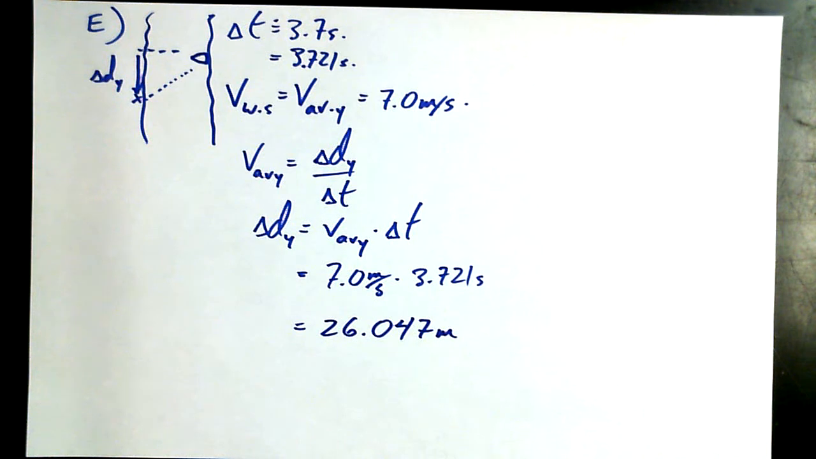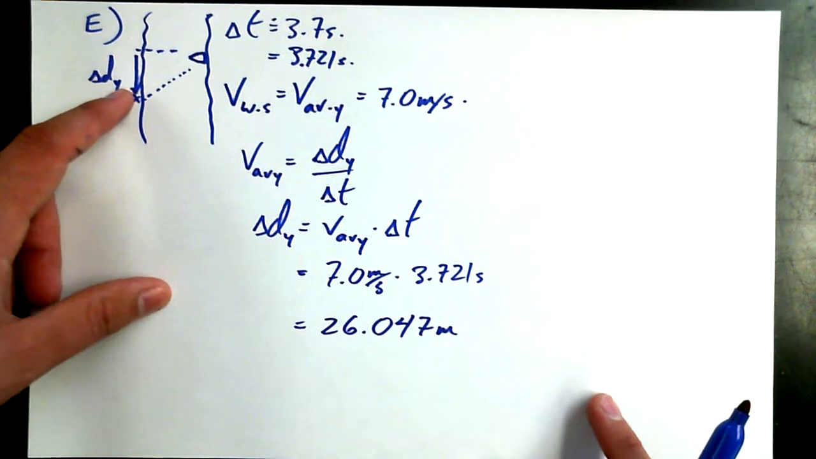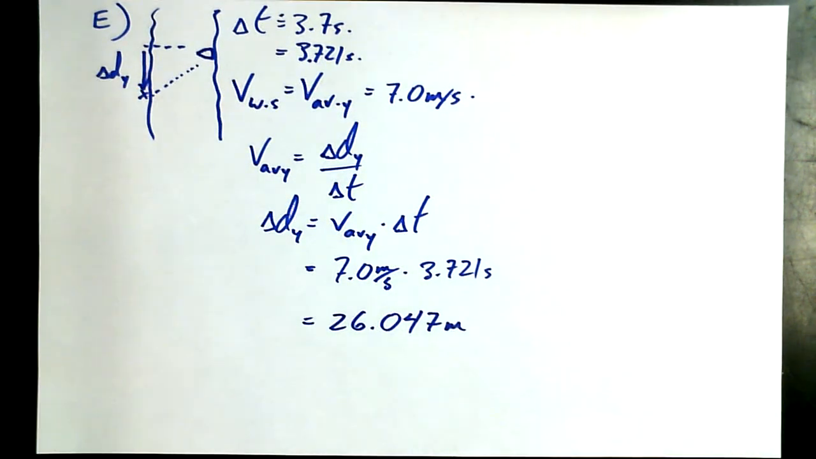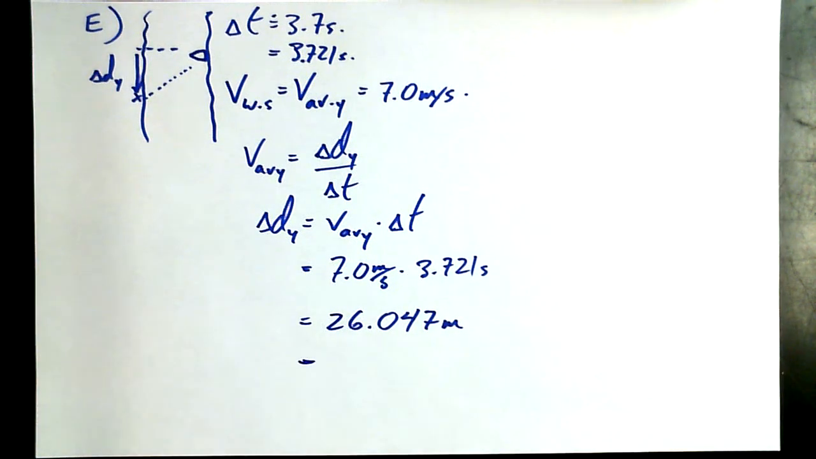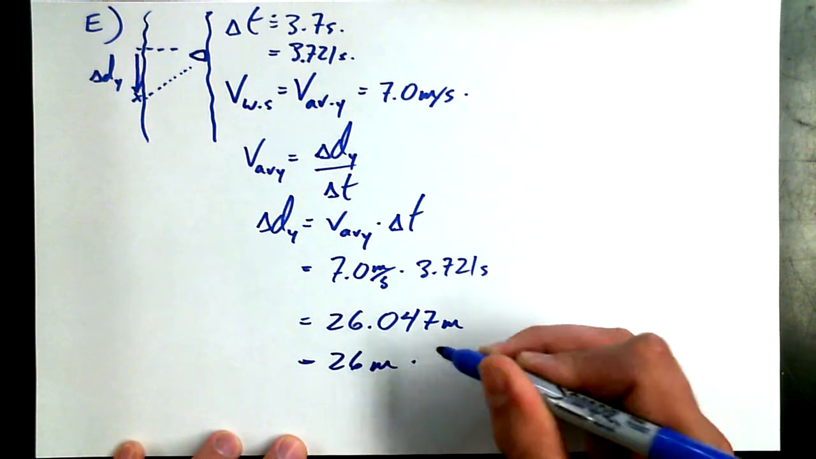All right, so what we're saying is if you just point your boat west, the only velocity that you're experiencing in the y direction is the velocity that's translating you south, the river. You're going to go downstream 26.047 meters while you travel the 37.21 meters across the stream. So approximately 26 meters south.